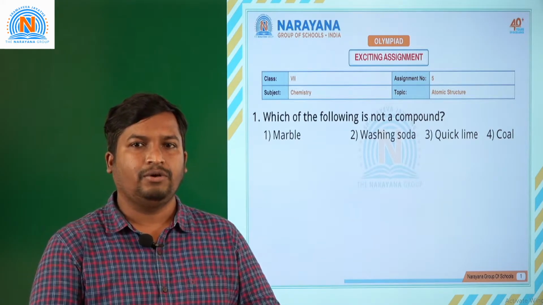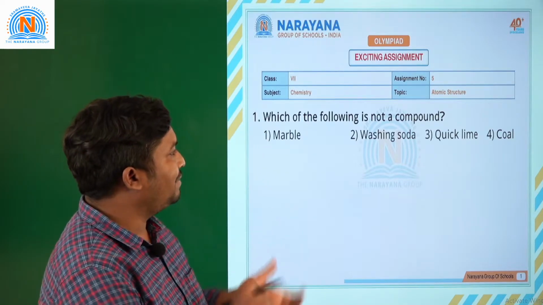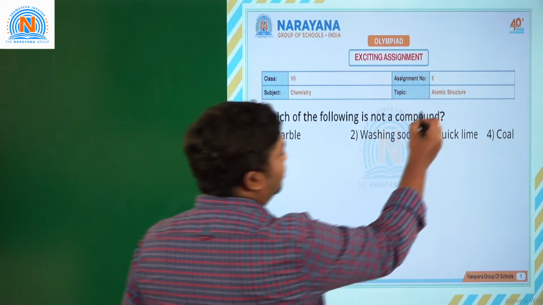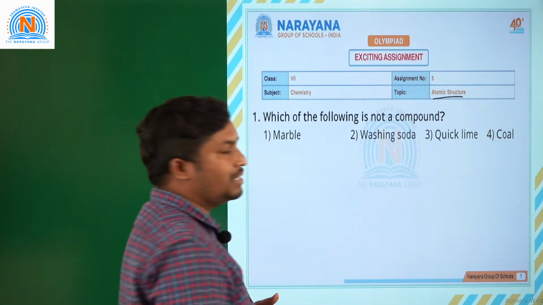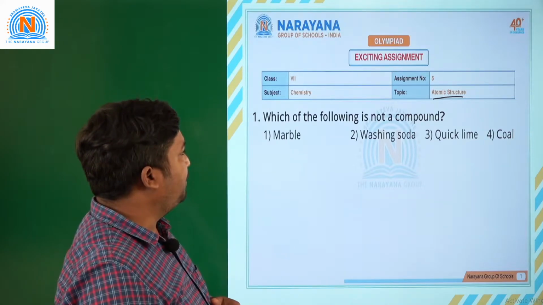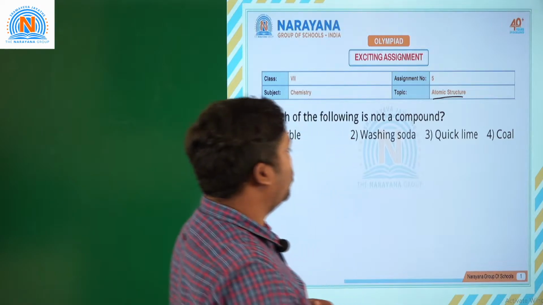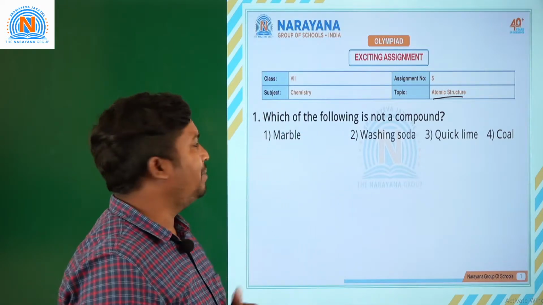So today we are going to discuss the fifth assignment of class 7th, and the chapter we are discussing is atomic structure. Let us see the questions. Which of the following is not a compound? Not a compound means it should be an element.